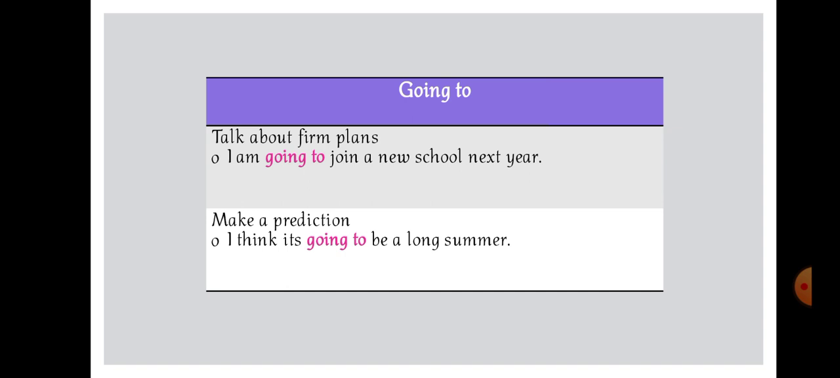The next use is to make a prediction. It is similar to what we saw with the word will. We even use will to make a prediction. Both the word will and the phrase going to can be used to make a prediction, that is, to make a guess. For example, I think it's going to be a long summer. With will, it would be, I think it will be a long summer. So going to and will can be used to make a prediction.